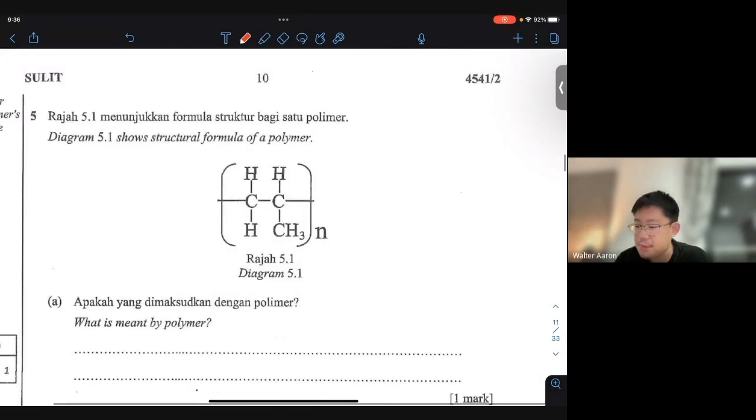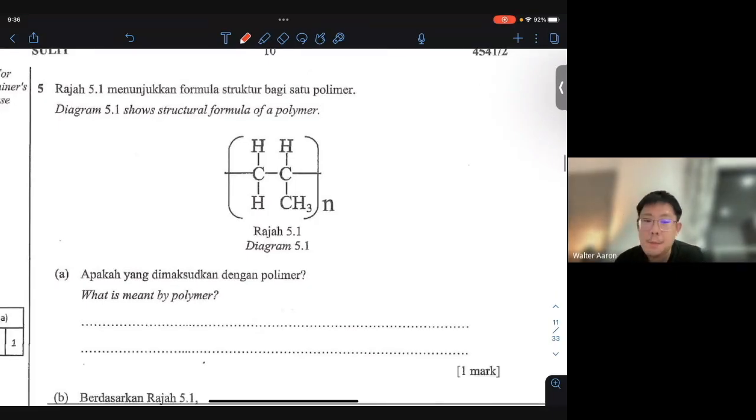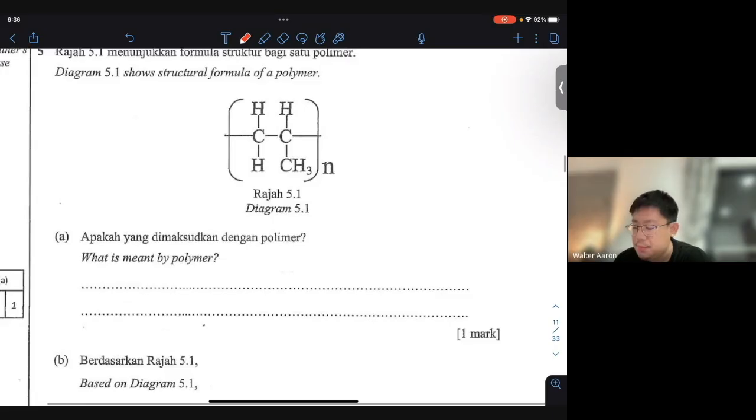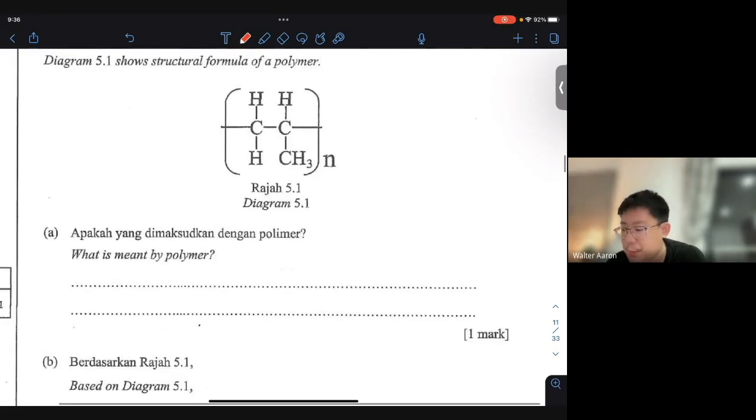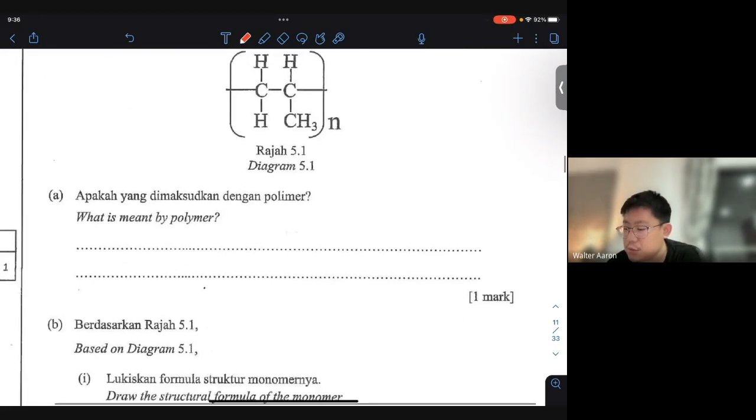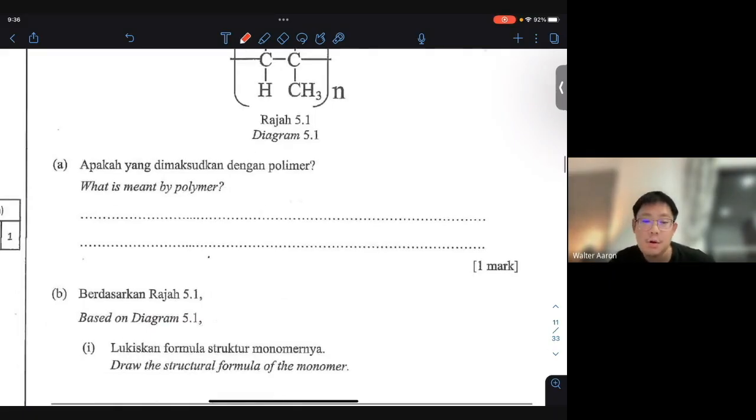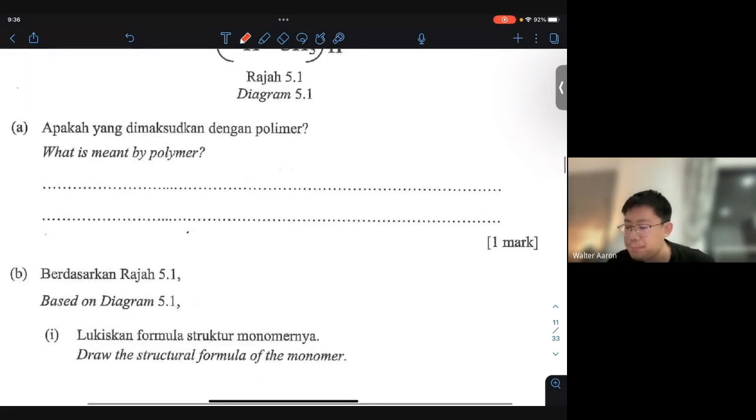Okay, 5. Then 5.1 shows the structural formula of a polymer. So this is most likely an addition polymer because you see here, right? It's a carbon-carbon double bond there. Sorry, carbon-carbon over here. So what's meant by polymer? So a polymer is a long chain molecule that is made from a combination of many repeating molecules called monomers.